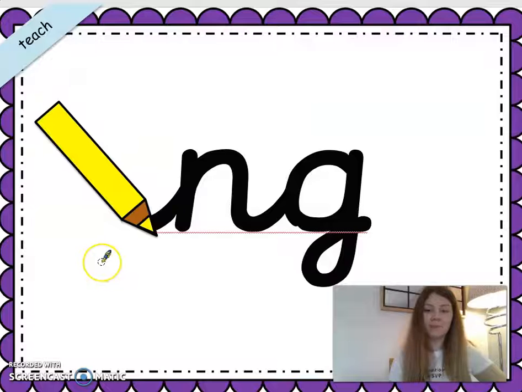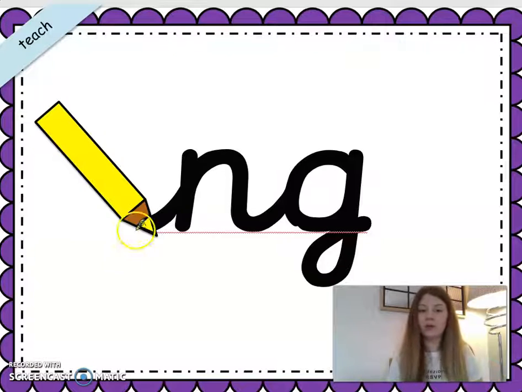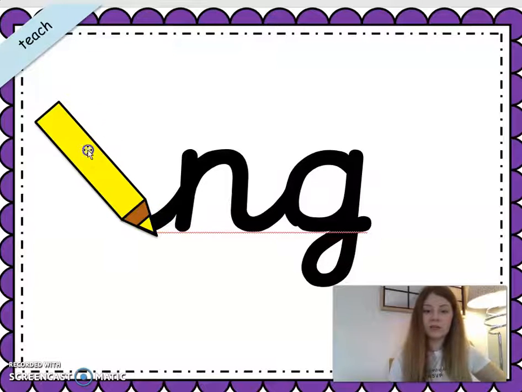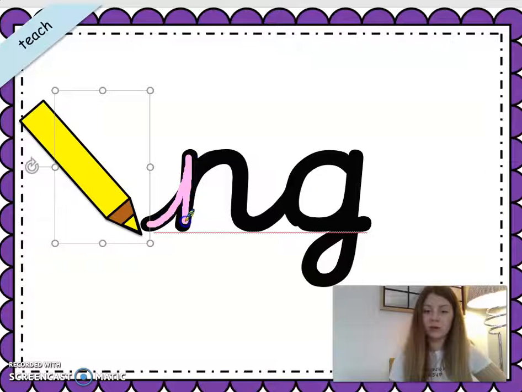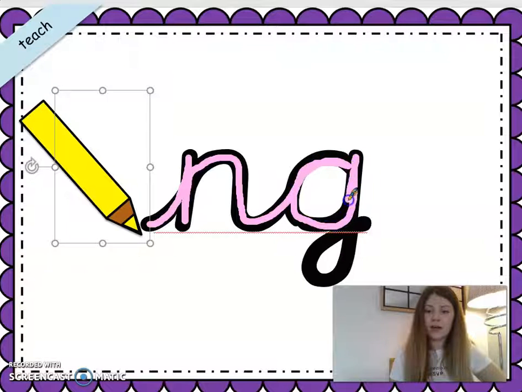Let's have a look at how we write our new sound today. So I'm going to get my pen. And whenever we write a digraph, we try our best to join it. It's not always easy, but we have a good try. So we start at the bottom and we start by going entry stroke up to the top, down in a straight line, stop, back up, over, and then we carry on, entry stroke up, over, stop, back around, up to the top, down, and loop. Woohoo! There we go.